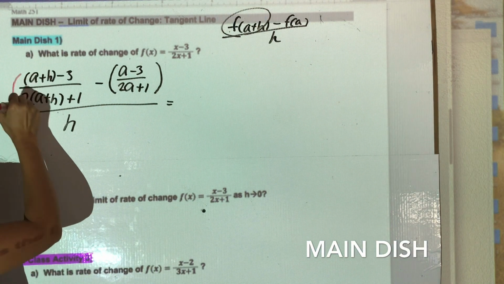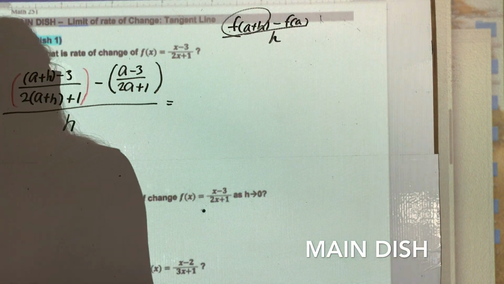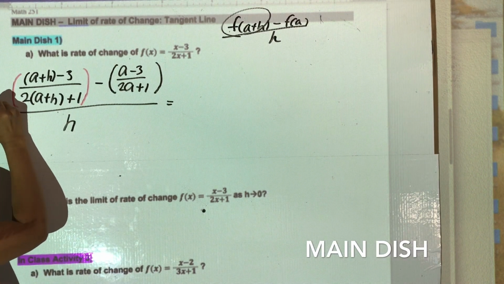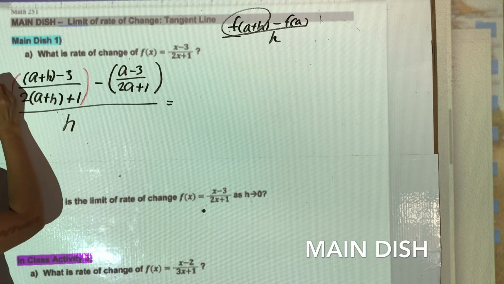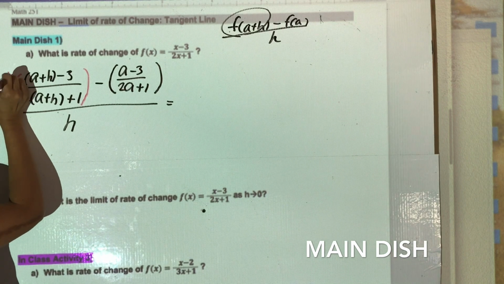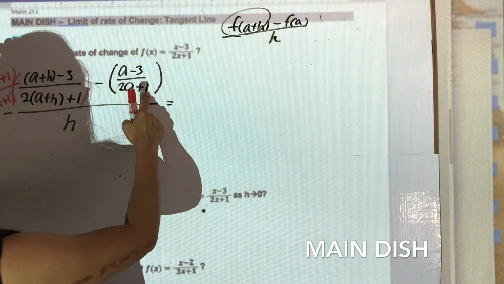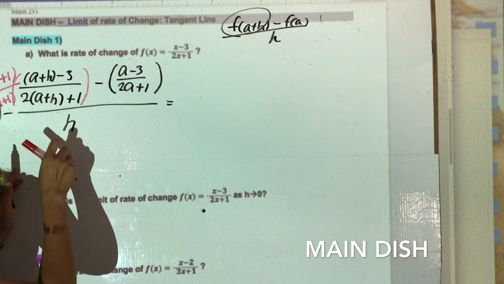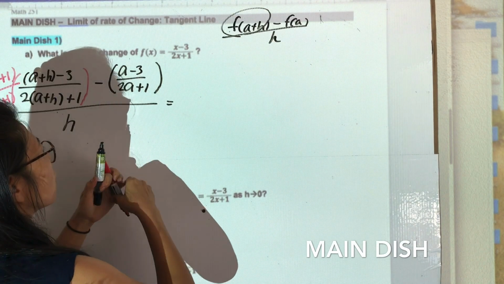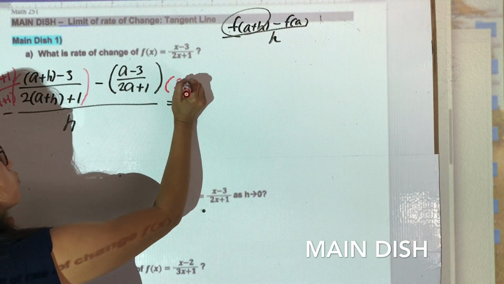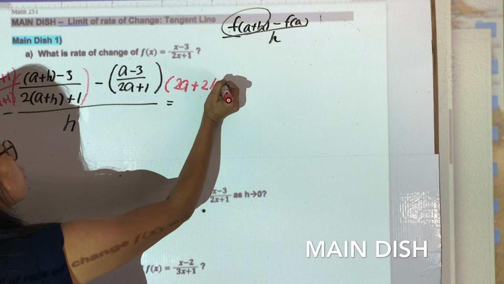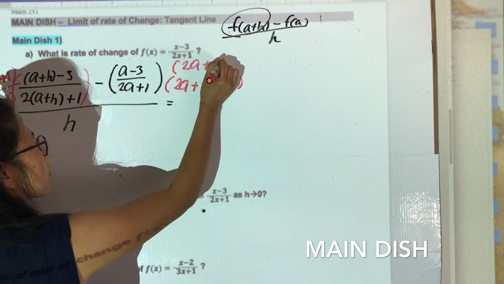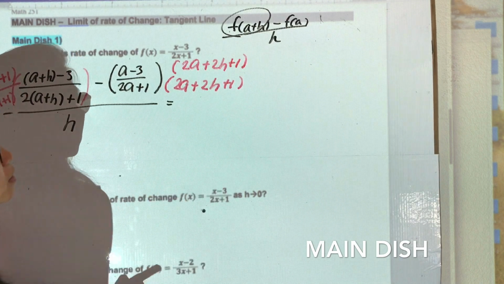So now we need to multiply common denominators. Denominator, I'm going to multiply 2a plus 1, 2a plus 1, top and bottom. This one, you have to be careful. I'm multiplying 2a plus 2h plus 1 after distribution. And multiply 2a plus 2h plus 1. And then same thing, we are going to multiply top.